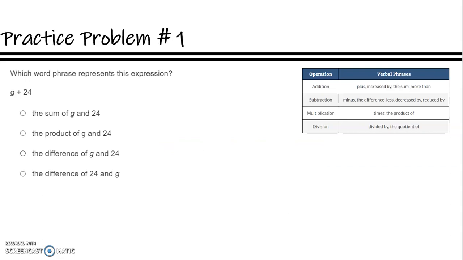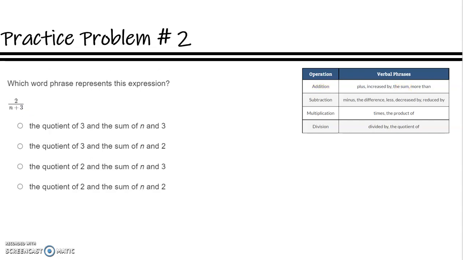So let's go ahead and try practice problem 1. If you would like to, go ahead and pause the video and give it a try. Which word phrase represents this expression? The sum of G and 24, the product of G and 24, the difference of G and 24, or the difference of 24 and G. So I see a plus sign there. When I look at my addition, I see the word sum, and I know that sum means adding, so the correct answer is A.